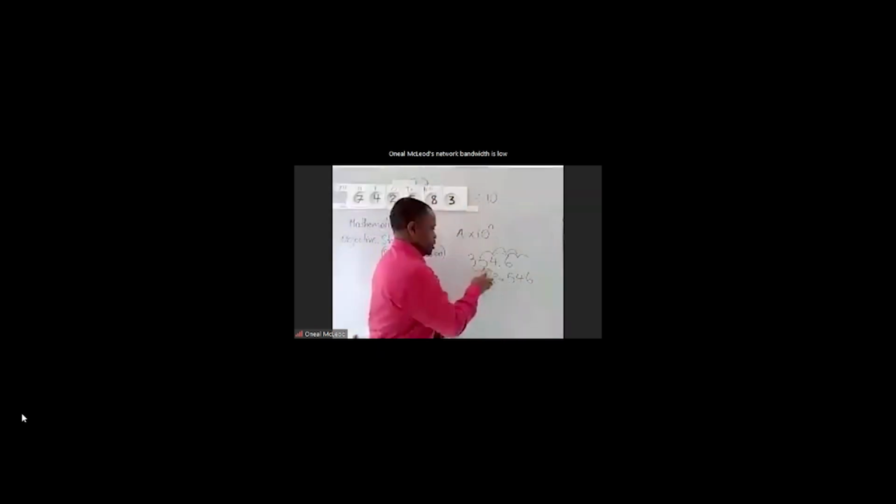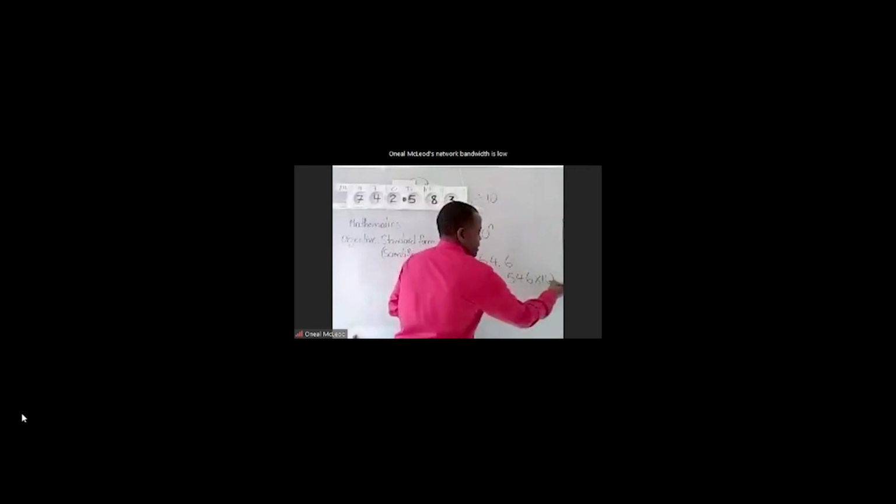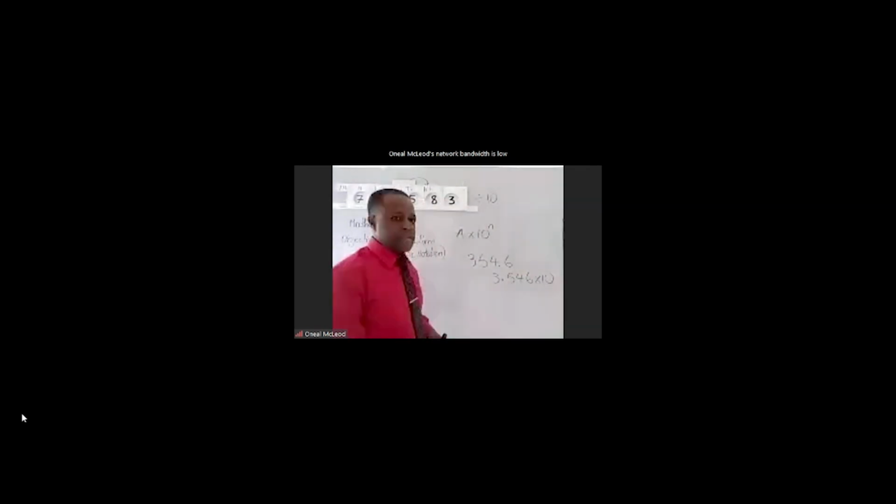Now, remember I said to you that standard form is just a simple way to write very large numbers or very small numbers. Now, when I look at 354.6, I'm rearranging the number so that I can write it in standard form. This would not be the same as what is up here. Therefore, this number that I just rearranged is just the value of A. Now, I need to multiply that number by the power of 10.